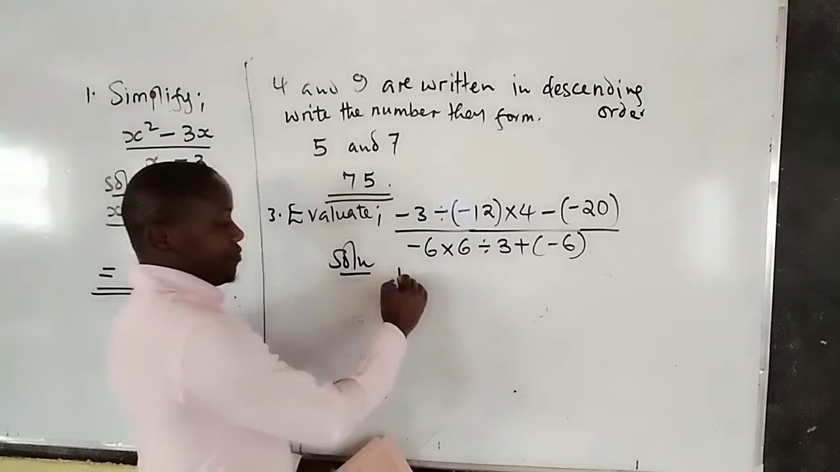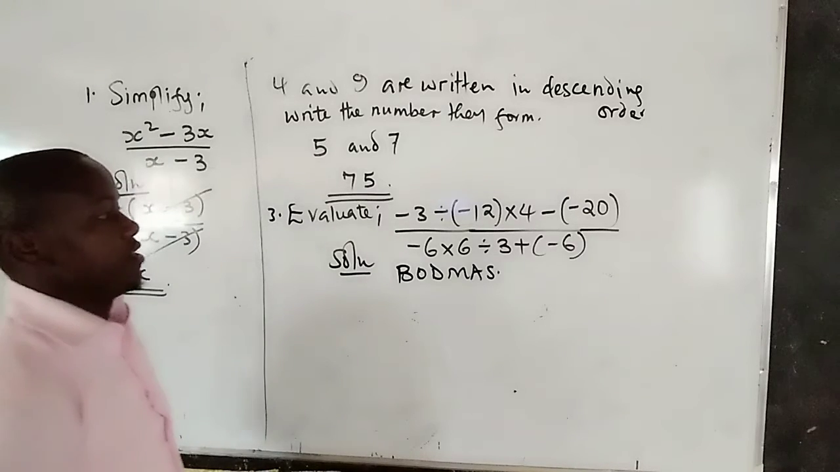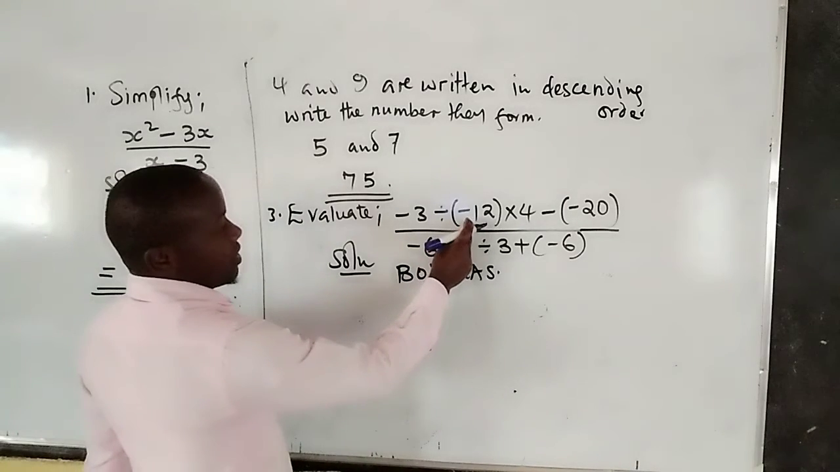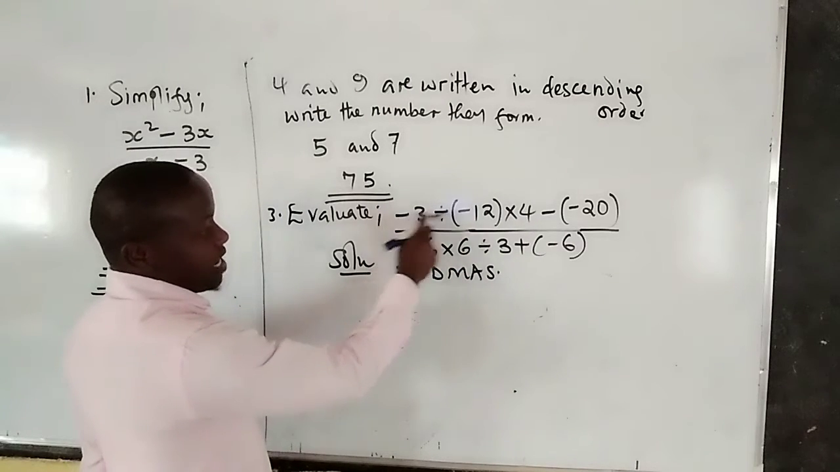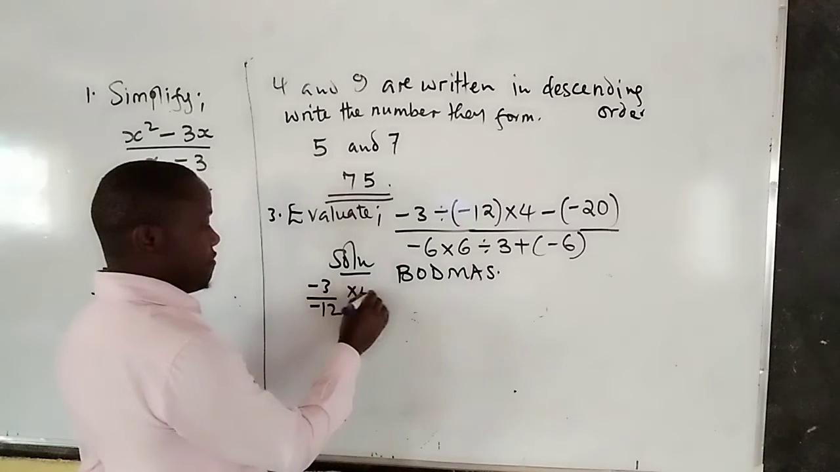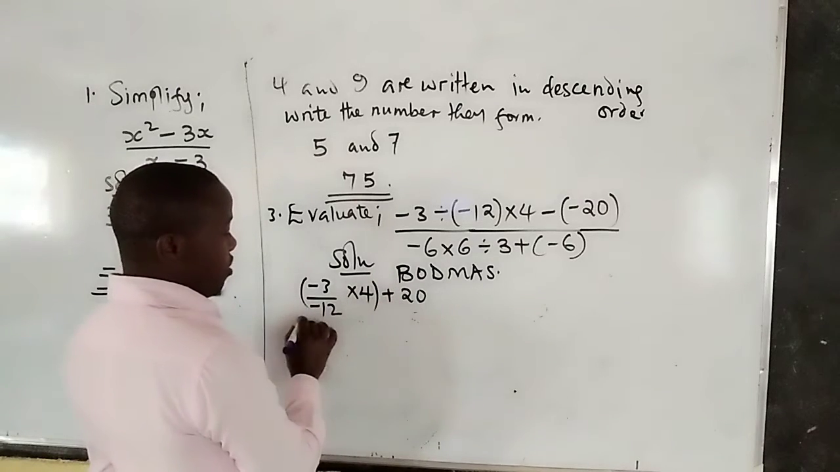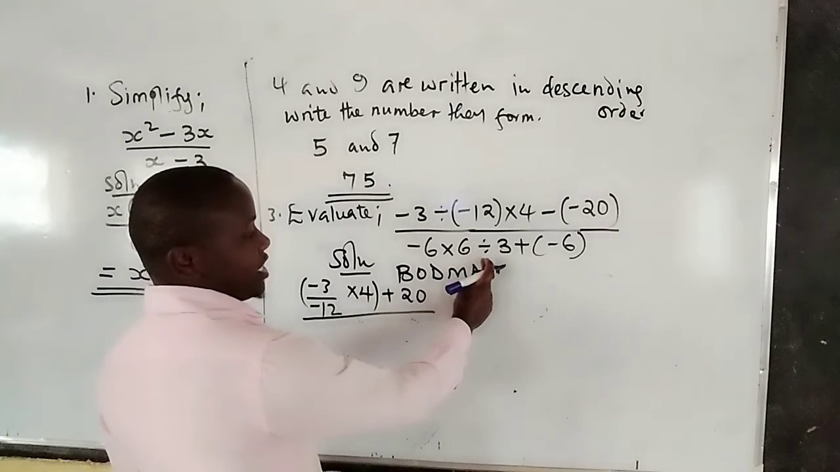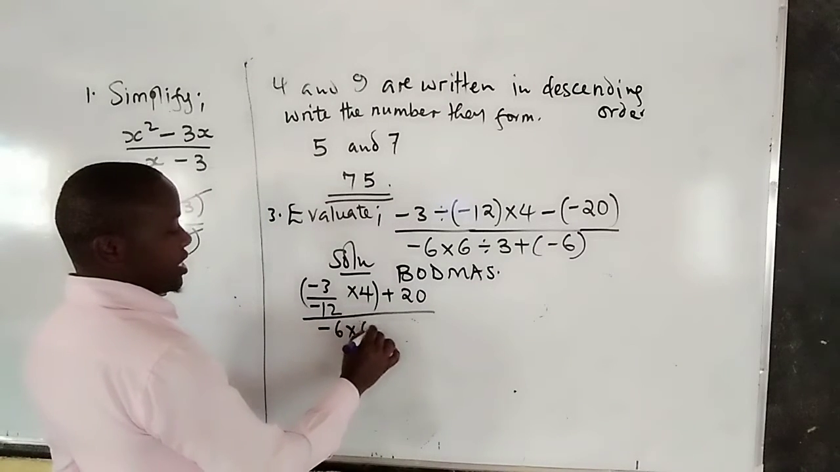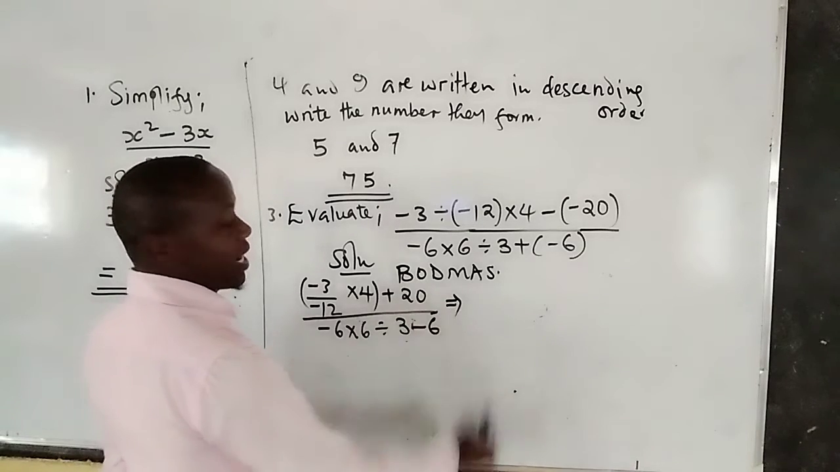We still go to the acronym BODMAS. The famous BODMAS will still apply here. Therefore, the first thing we do away with is the brackets in the numerator. The first bracket is here. We do away with it by having negative 3 divided by negative 12, so it will be negative 3 all over negative 12. Then we multiply by 4, and another bracket there, minus negative 20 will become plus 20. Then we all divide by, here the first bracket will be opened here. So negative 6 times 6 divided by 3 plus, so plus minus becomes a minus 6. So that's how the brackets were to be opened.